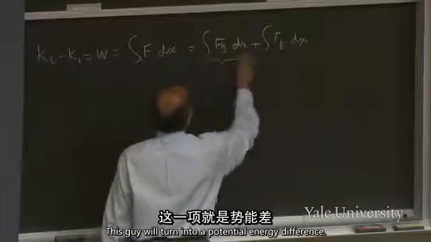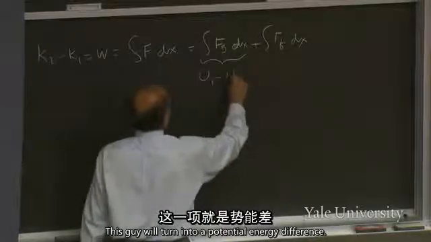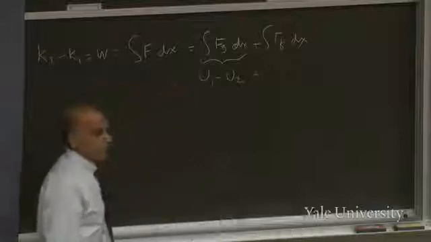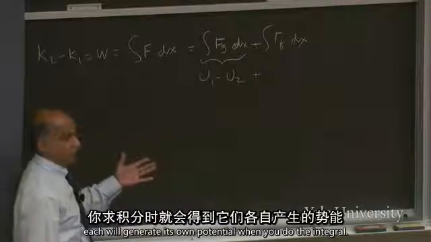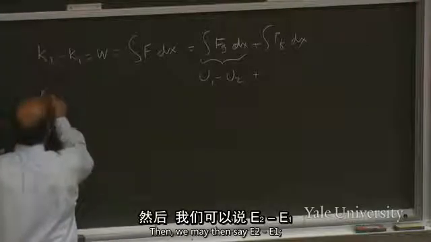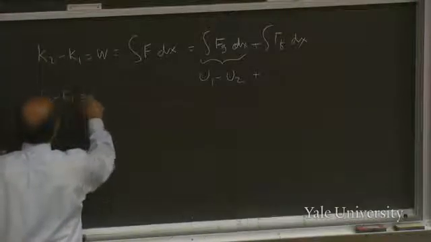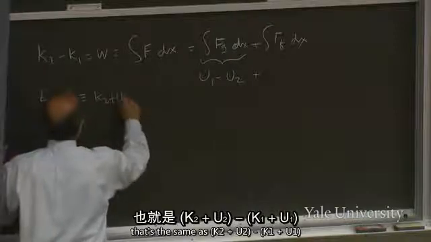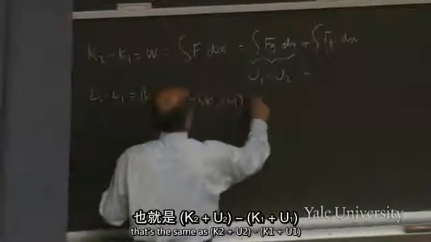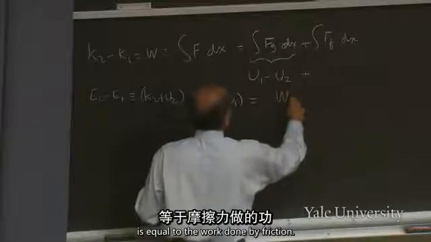This guy will turn into a potential energy difference. Let me just take one good force and the force of friction. If you had two, each will generate its own potential when you do the integral. Then we may say E2 minus E1, that's the same as K2 plus U2 minus K1 plus U1, is equal to the work done by friction.